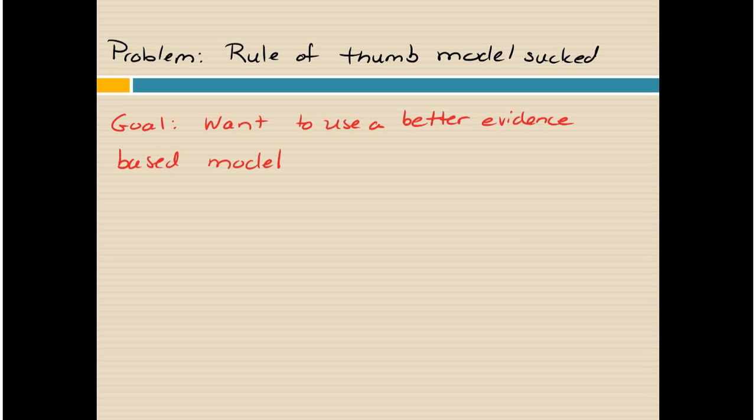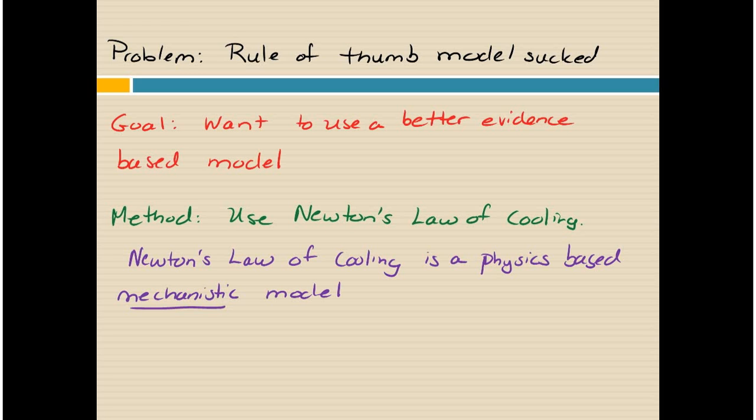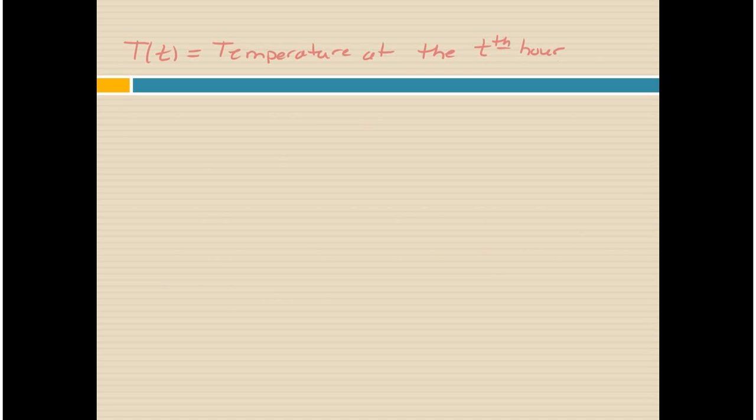The goal is that we want to use a better evidence-based model to model the temperature decrease in a dead body over time. So the method we're going to apply is something called Newton's law of cooling. Newton's law of cooling is what we call a physics-based or mechanistic model. It's not a line like we just saw in the rule of thumb.